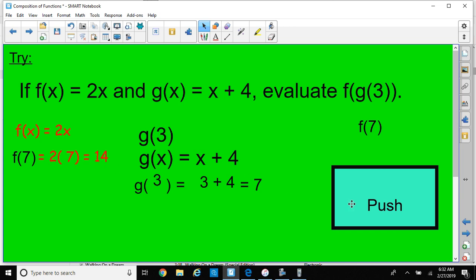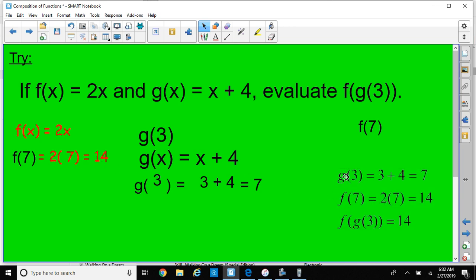So we first go over to do the inside of the function, the g of 3, that was equal to 3 plus 4.